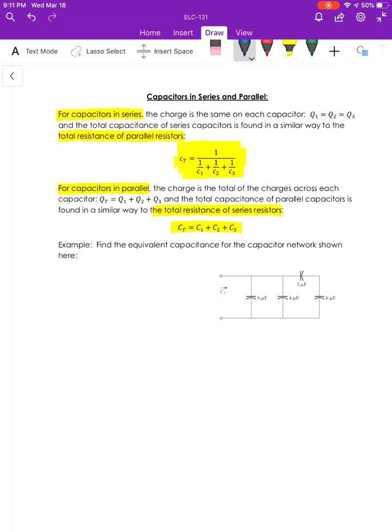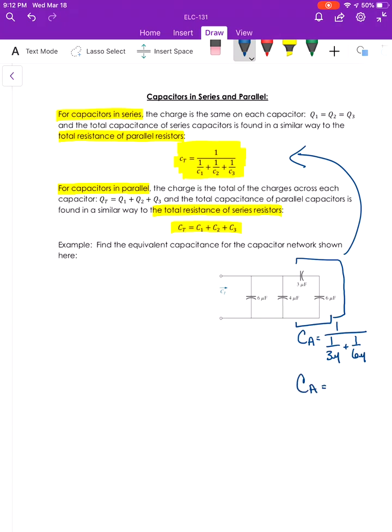So if I'm looking for the total capacitance of this network here, I'm going to start out here and combine the 3 microfarad and the 6 microfarad in series, and I'm going to combine those like this. I'll call that CA, 1 over 3 microfarad plus 1 over 6 microfarad. So CA total would be 2 microfarads.